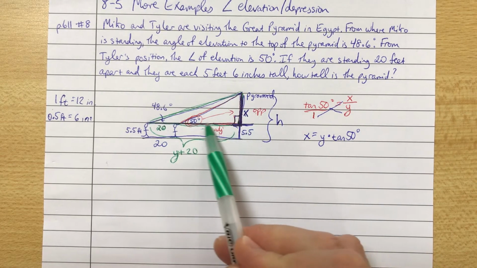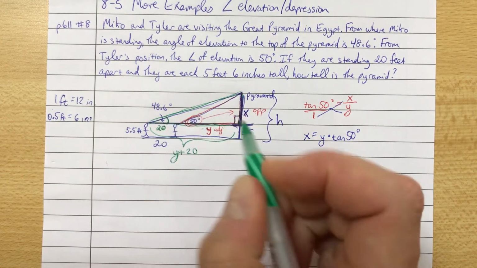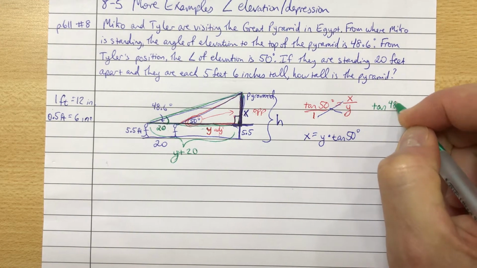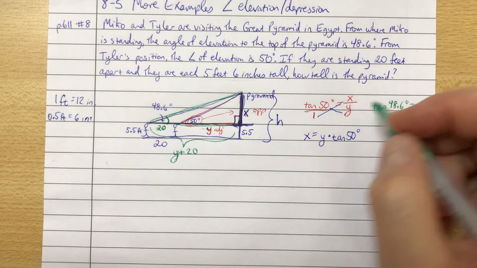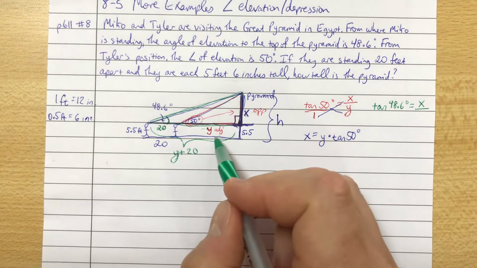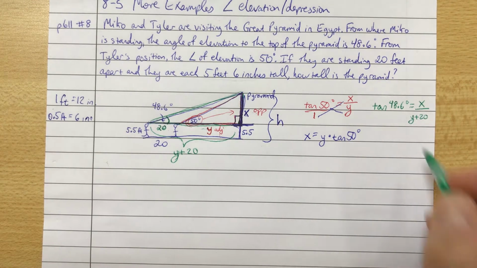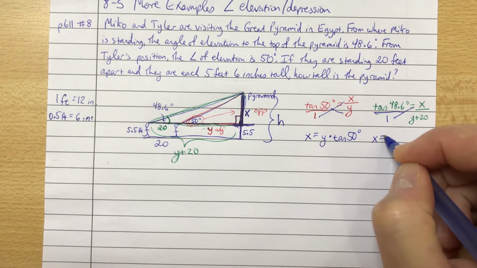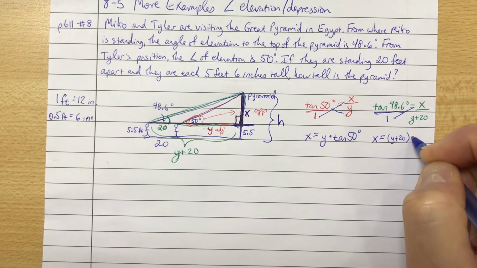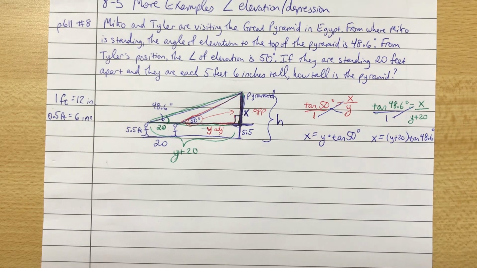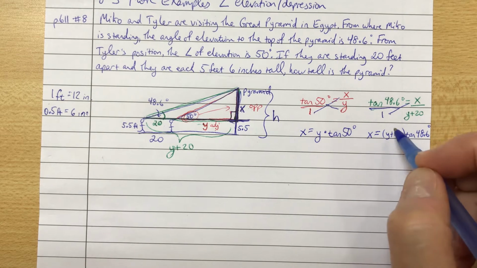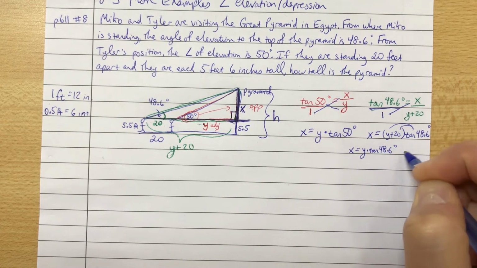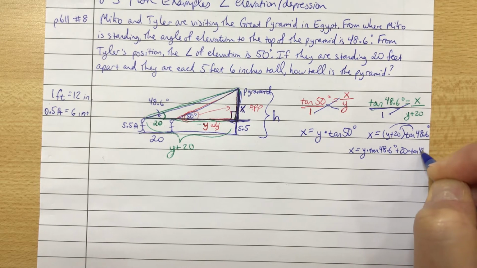Now, for the green right triangle, here's the angle. Also opposite, also adjacent. So we're going to do tangent again. Tan 48.6 degrees equals, and the opposite is x, and the adjacent is y plus 20. If we solve it, I'll put this over 1 to make a proportion. We'll cross multiply, and we get 1x equals y plus 20 times the tangent of 48.6 degrees. And what I can do is distribute that. So x is equal to y times the tangent of 48.6 degrees, plus 20 times the tangent of 48.6 degrees.